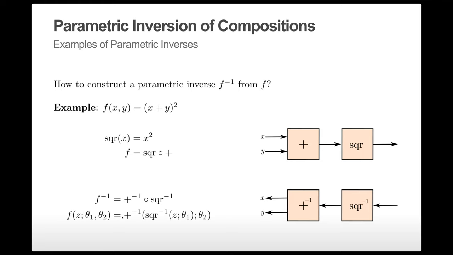Now the claim, or the theorem, is that this process is sound in the sense that if I do this for an arbitrary composition, I will get out a parametric inverse of the forward composition. So in other words, there's a mechanical procedure by which I can take a program and construct an inverse of that program, or a parametric inverse of that program.